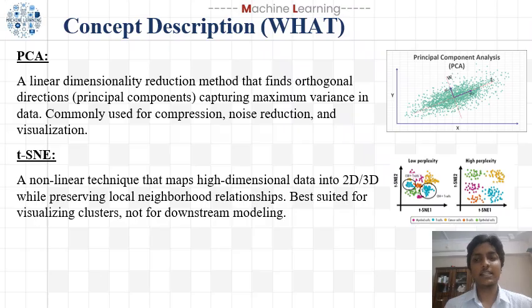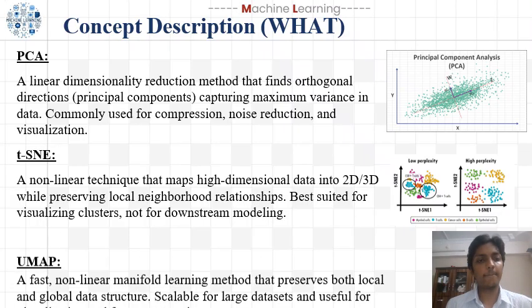Now t-SNE. t-SNE works on non-linear data. It maps the higher dimensional data onto two or three-dimensional data. It preserves the local neighborhood relationships, that is, for a single data point, its local neighbors are all the data points surrounding it in close proximity. These are local neighborhood relationships. It is best suited for visualizing clusters, not for downstream modeling.